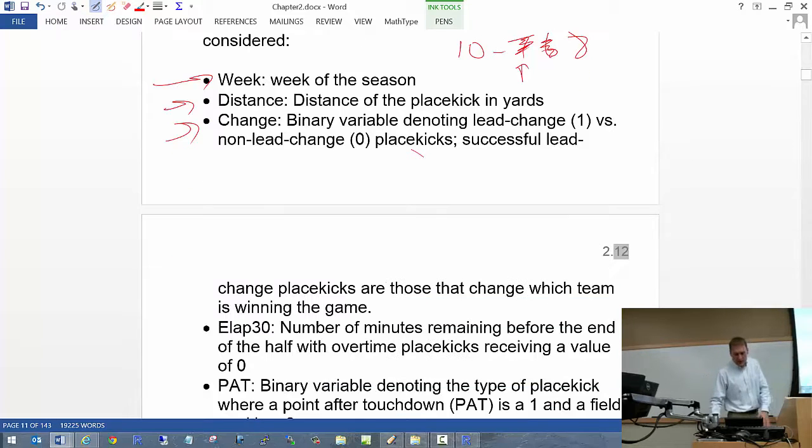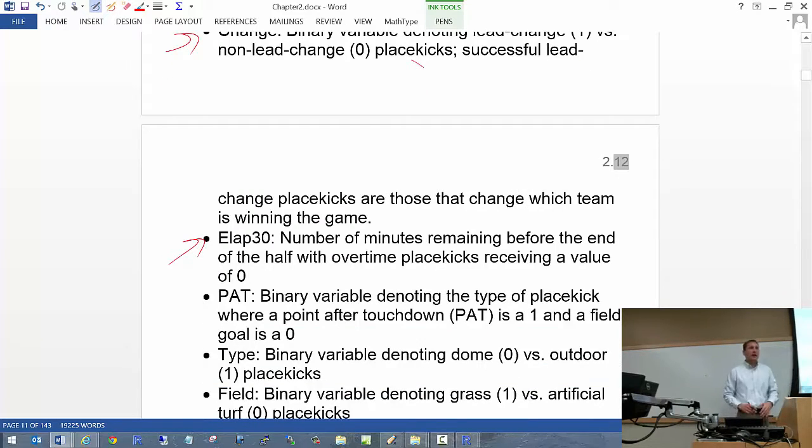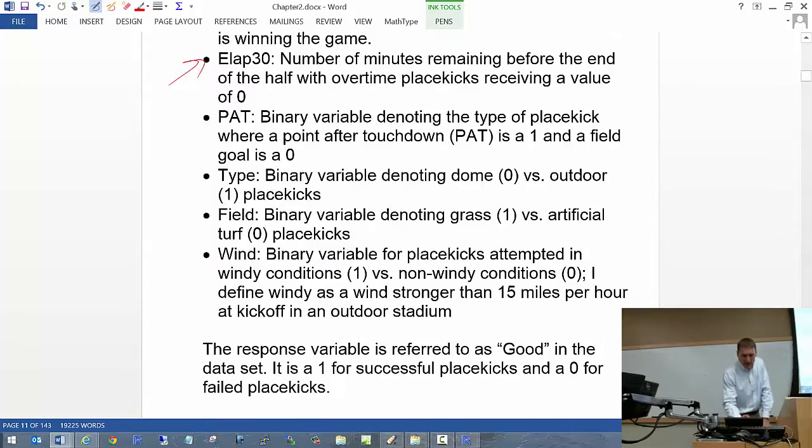Another way that you can measure pressure is the time remaining in a half of a game. And so I have elap 30, which is the number of minutes remaining before the end of the half. 0 if it's an overtime. My PAT variable is a 1 if it's a PAT, 0 if it's a field goal. Type, binary variable denoting dome versus outdoor. So you would think that place kickers would prefer to kick in dome stadiums because you don't have to worry about weather. Field, grass is a 1. Artificial turf will be a 0.